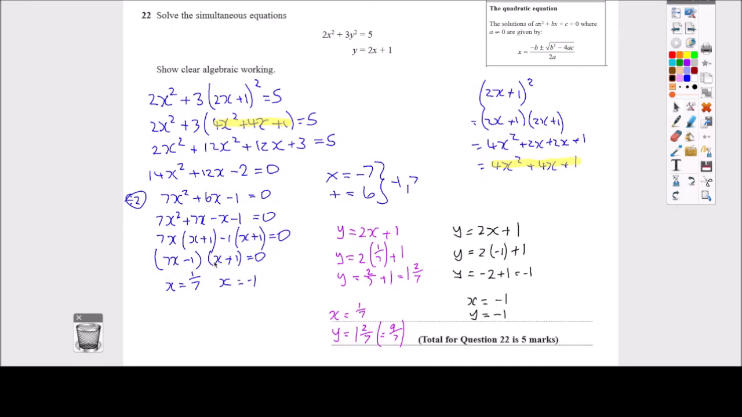And then to get the corresponding y values, substitute back in. Now, in theory, you could substitute it back into either equation, but it's obviously so much easier to substitute back into the linear one, the 2x plus 1. So here in purple is me substituting in a 7th, to give me a y value of 1 2/7. And here in black is me substituting the minus 1 solution in to get a y value of minus 1. So my final answer is x equals a seventh, y equals 1 2/7, x equals minus 1, y equals minus 1.